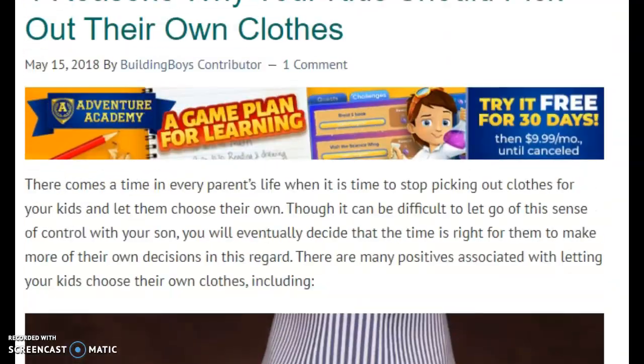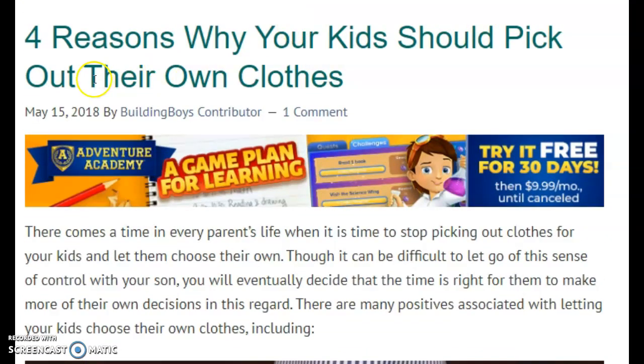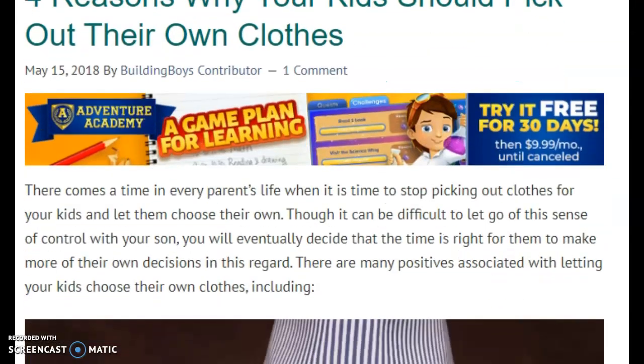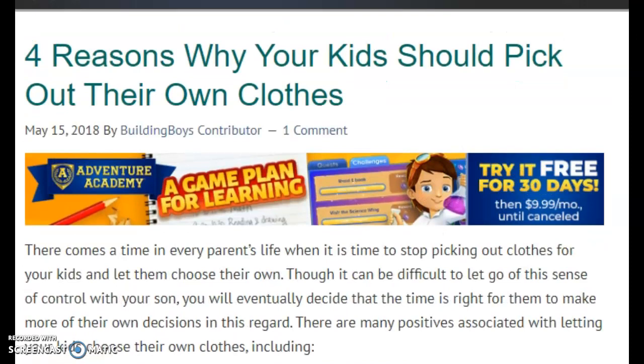So this is the article once again. It was written on May 15, 2018, and looks like it's from a website, buildingboys.net. So maybe this one's geared more towards the gentleman.